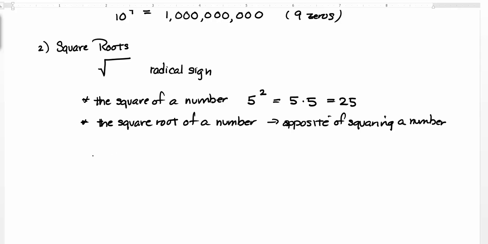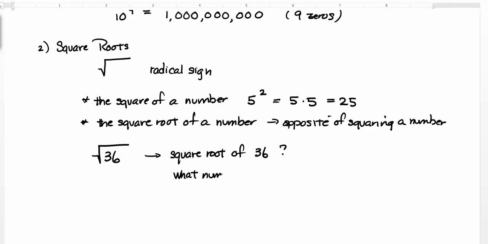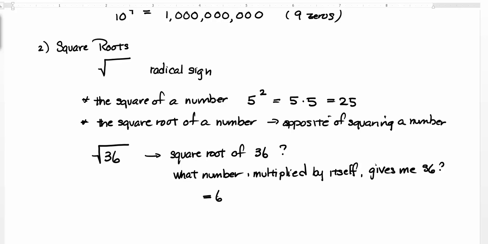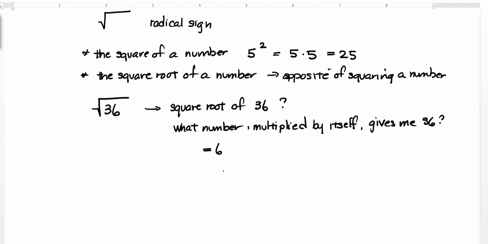Okay, so if I ask you, what is the square root of 36? I have to ask myself, what number multiplied by itself gives me 36? And if I know my multiplication tables really well, then I know that that's simply going to be the number 6. So it's going to help a lot to know your perfect squares.